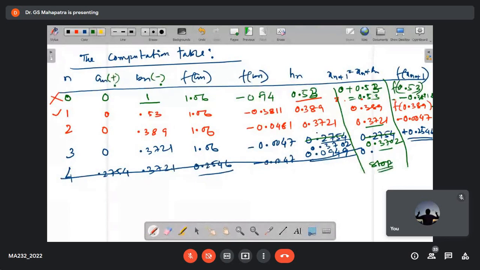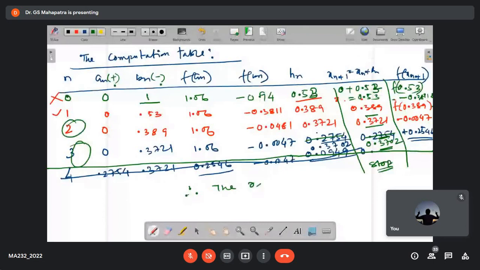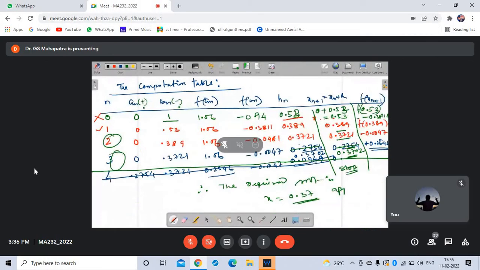Now iteration 3 and iteration 4 have the same result up to two decimal places, 0.37. Therefore, this is the problem actually. You should have a calculator, and you have to check each step that you are finding correctly or not. Okay, so the recorded solution or recorded root is x equals 0.37.